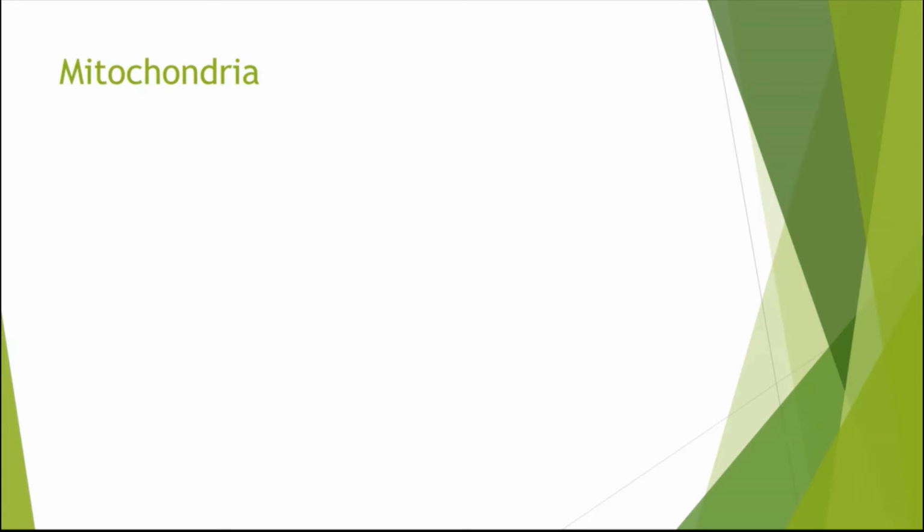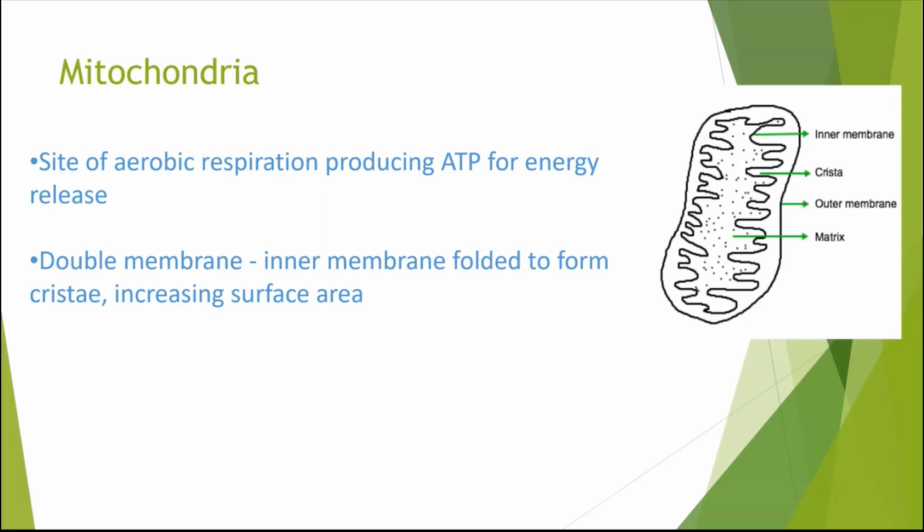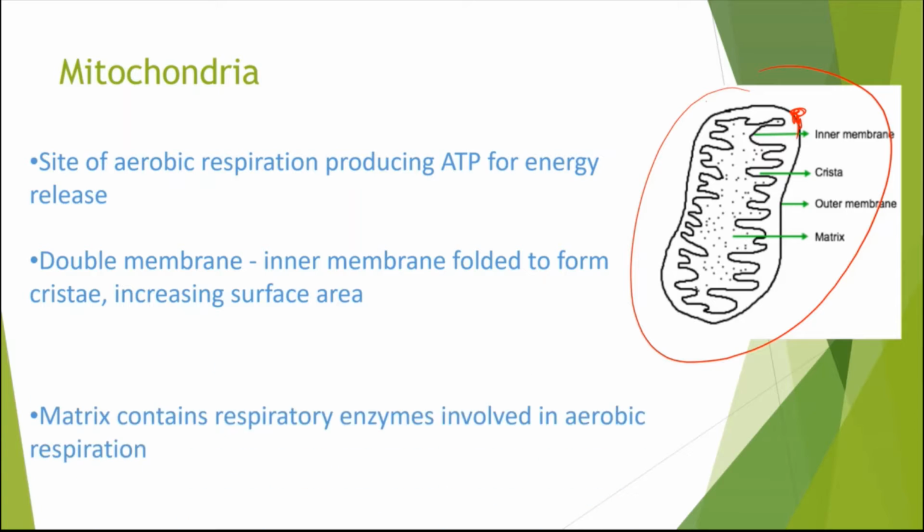So next is the mitochondria. The mitochondria is the site of aerobic respiration, which produces ATP for energy release. And it's a double membrane. The inner membrane is folded to form cristae, increasing surface area. So this is our mitochondria, and you can see this is the first membrane, and it has the second membrane. So it has two membranes, and the inner membrane, the second membrane, is folded, which increases surface area.